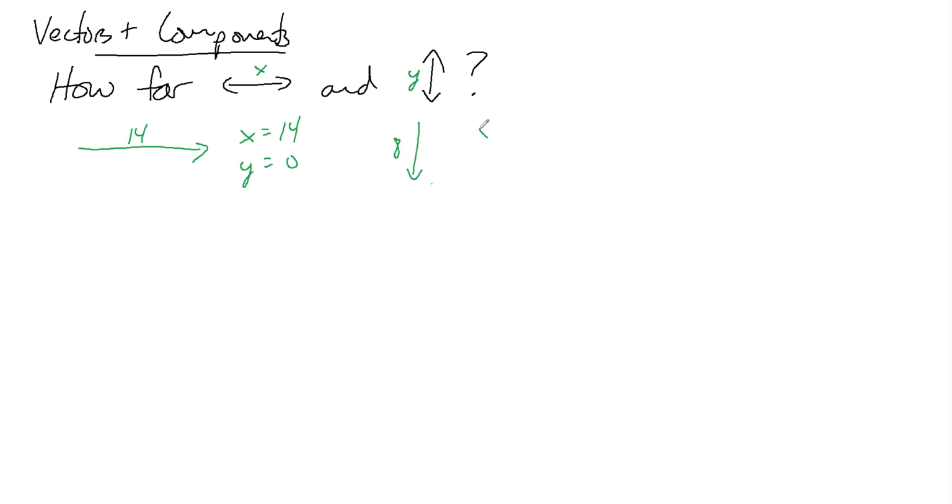Well, the x component for that one, it's not going sideways at all. There's no sideways part to it, so the sideways part would be 0. And the y component would be 8. But it's not just 8 because it's going down. It would be negative 8. So that's about as easy as it gets. How far sideways, how far up and down, just that simple.